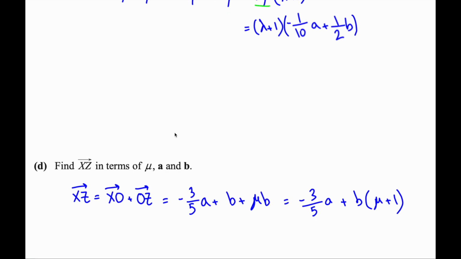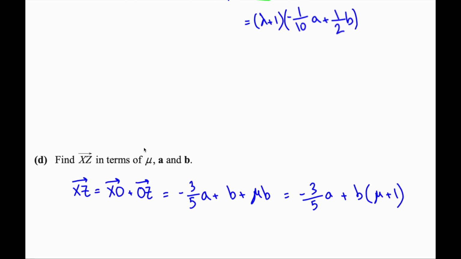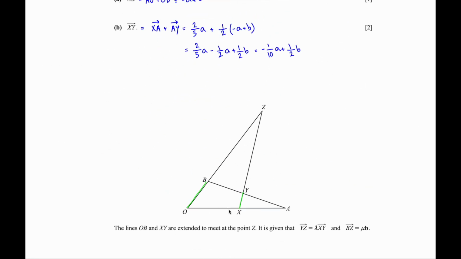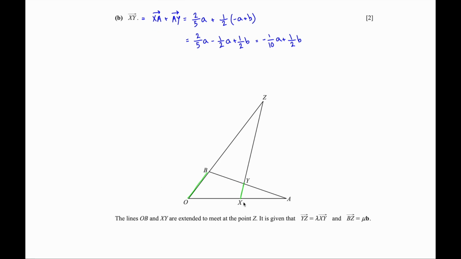In part D, I'm asked the same question, but this time I have to find it in terms of A, B, and mu. So I have to choose a different path. How can I go from X to Z using a path which involves mu? So of course I have to go to O. That would be X to O, and then OZ.